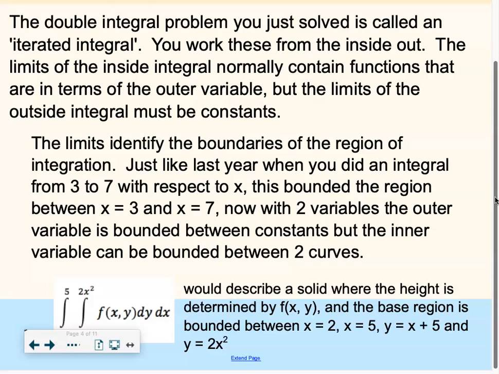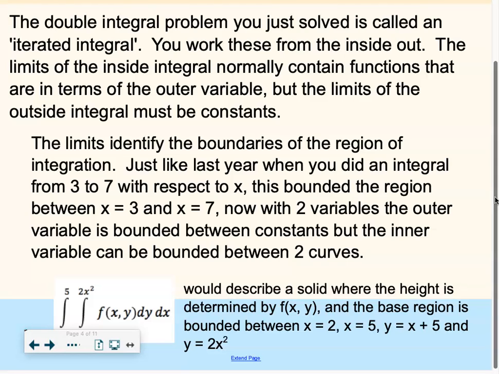that are in terms of the outer variable. The limits of the outer variable have to be constants. And I will show you visually why and what this means. But for the final solution to be numeric, those final limits have to be constants.